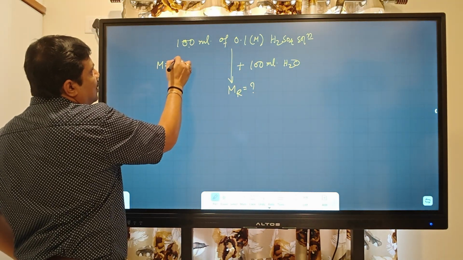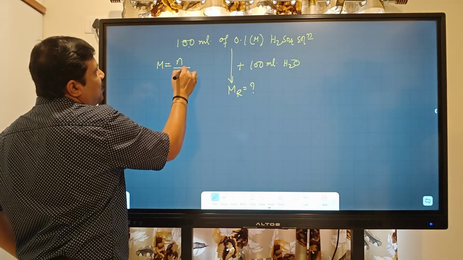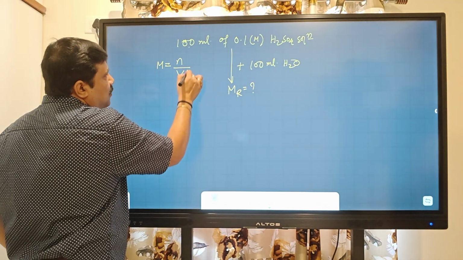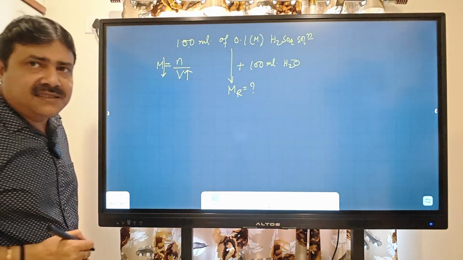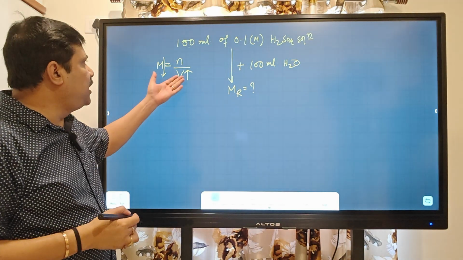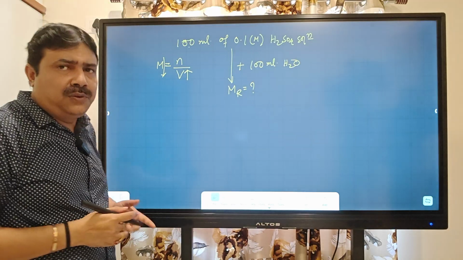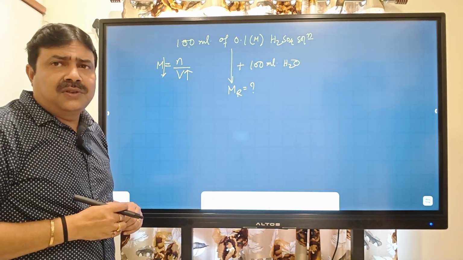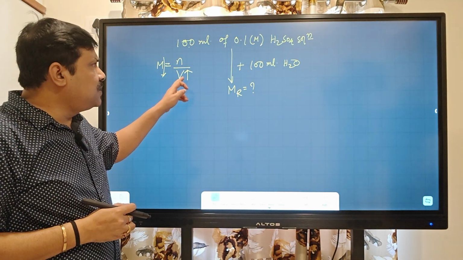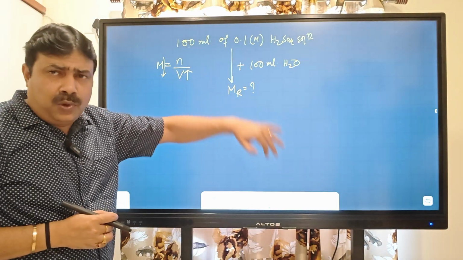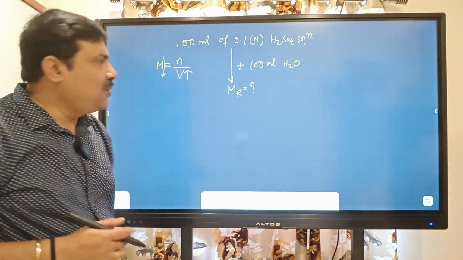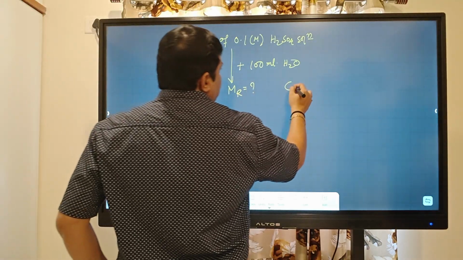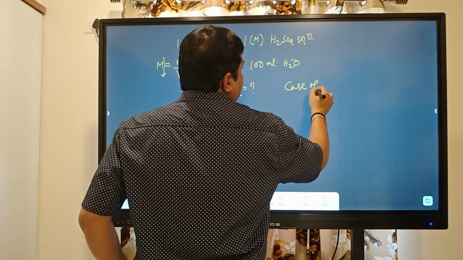If molarity equals the number of moles of solute divided by the volume of the solution, and the volume of the solution increases, what will molarity do? It decreases. It's a natural fact: your denominator is increasing, so the overall value will be decreasing. The volume increases because I am adding more water. That means the solution is getting what? Diluted. So this is a case of dilution.